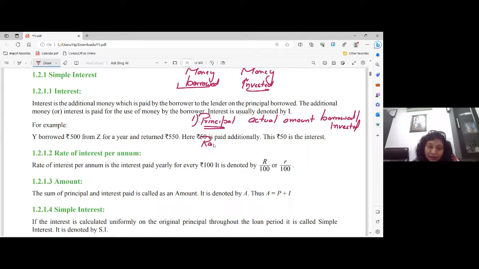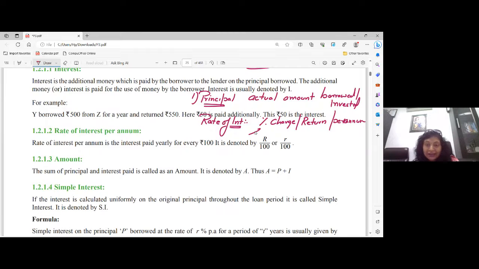Rate of interest is the percentage charge or return per annum, annually, for the amount you have borrowed or invested, and generally it is denoted by R. Time period is the period for which you have borrowed or invested the money, and generally the time period is in years. So these are the three basic concepts that you have to keep in mind while computing the interest.